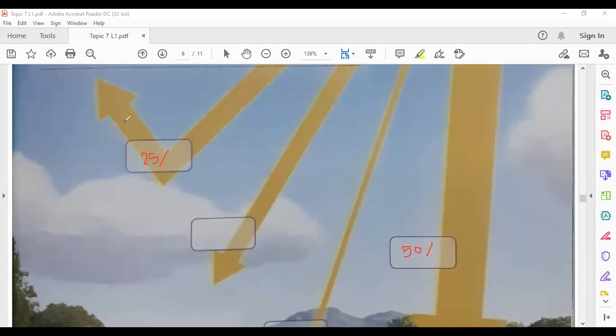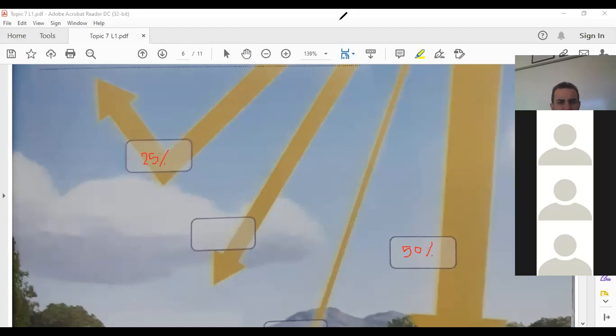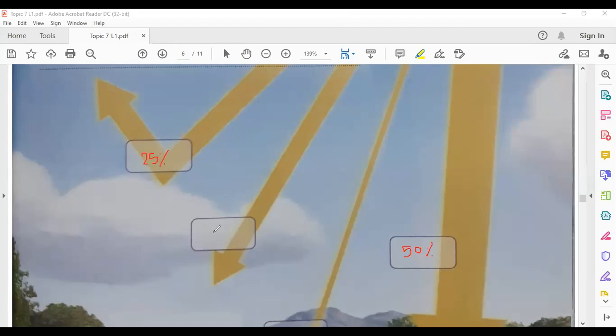Okay, now here, guys, why is everyone else quiet? Only a few are participating. This is 20%. Mohammad, 20, thank you. Where should we put 20% here? Under absorbed by gases. Do you know why? Yes, because there are 20% absorbed by gases.